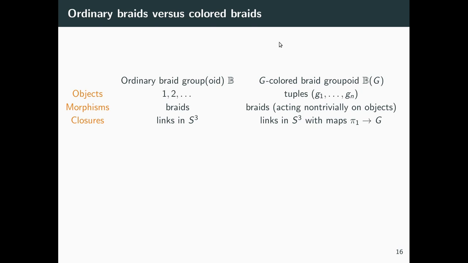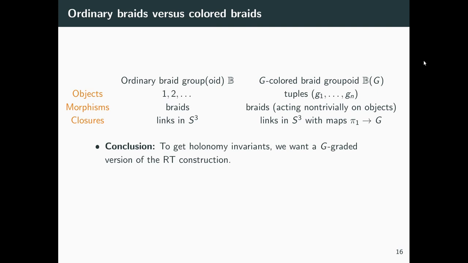And the point is the G-colored braid groupoid, B of G, is this generalization, where now your objects are tuples of group elements. Your morphisms are still braids, but now they act non-trivially on the objects according to that rule I just showed you. And if you take closures of endomorphisms, you get links in S3 with these representations into G of their knot groups.